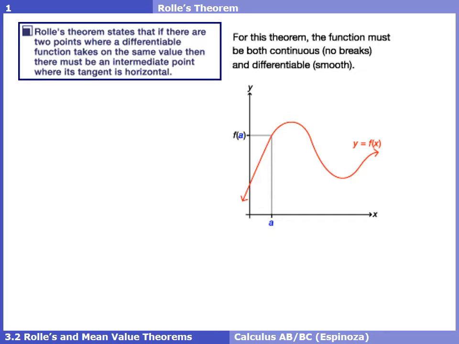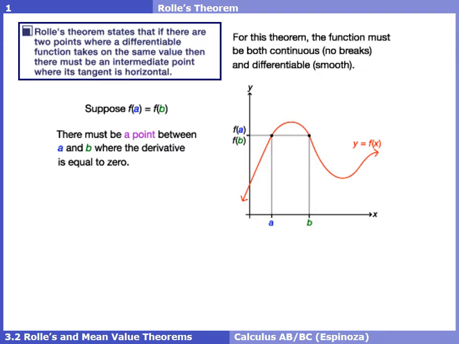I'm going to call one point A, and of course that y value would be f of A. I'm going to call another point B, but that point B in relation to A is very important. It's going to have the same y value as A. So at A, the y value is f of A, and at B, the y value is f of B, and both of those values are the same y value. Then the theorem says, or we're first supposing that f of A is equal to f of B, and then what the theorem says is that there has to be some point in between A and B where the derivative is equal to 0. And you can actually see that very clearly.